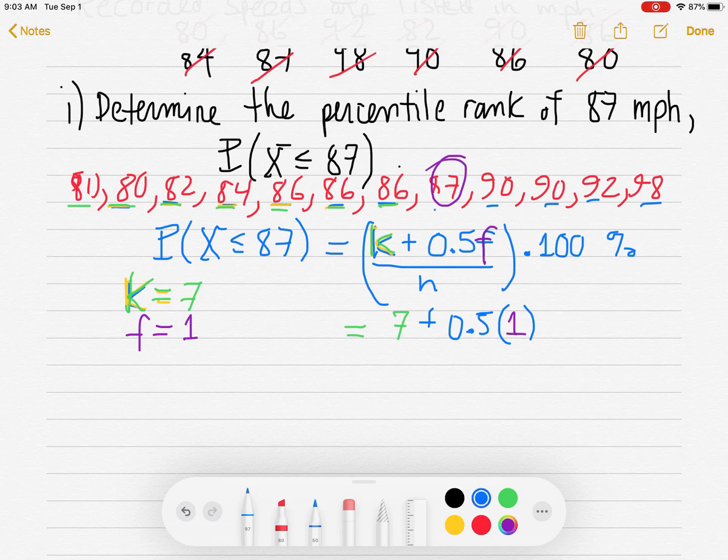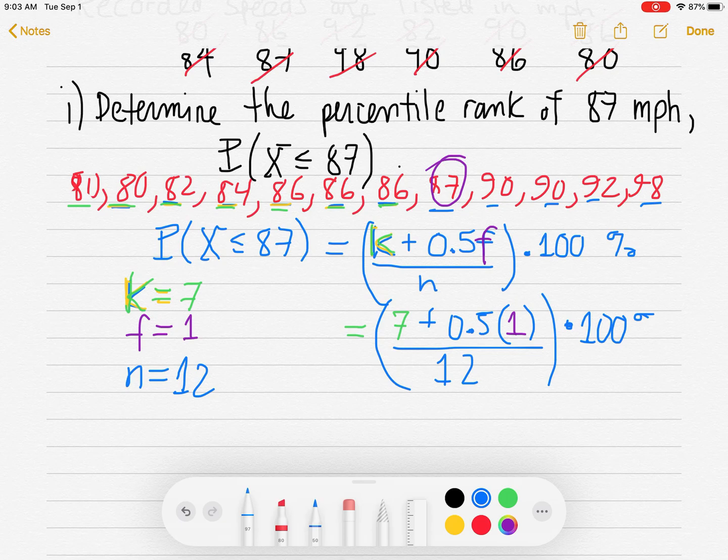And how many total data values do I have? That's my n. My n is 12, right? I have a total of 12 data values. So we're going to divide by 12 here, and we're going to multiply this all by 100, and then slap a percentage sign on the end.